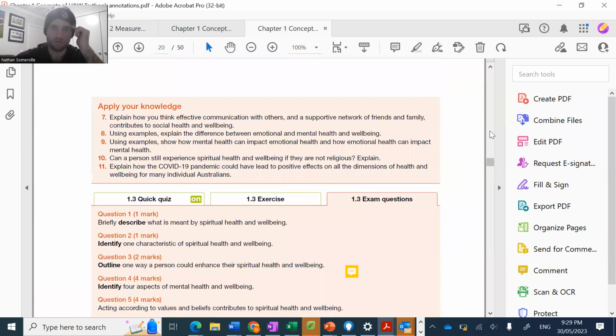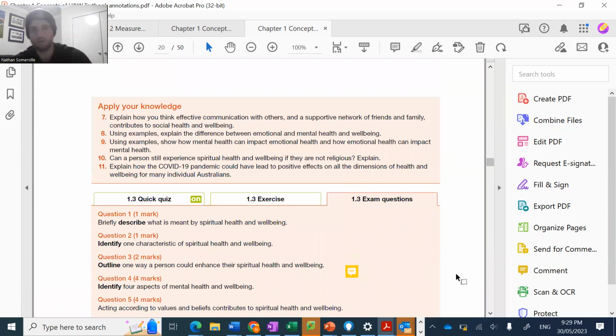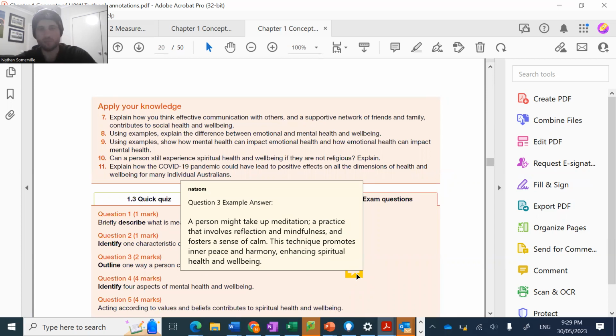Also, I had a look at one of the questions. So question 3, we've got: outline one way a person could enhance their spiritual health and well-being. You need to try and speak about how spiritual techniques could enhance someone's health and well-being. So this is actually a little bit more of a difficult question because we spoke about linking situations. Someone's had an injury, now they can't fulfill their career, so they don't have a sense of purpose. We've spoken about that before.